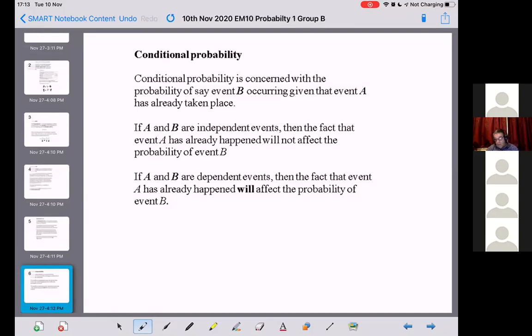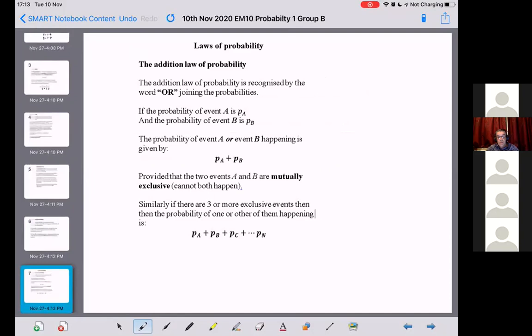Right, next slide. Laws of probability. First of all, the addition law of probability. The addition law of probability is recognized by the word or joining probabilities. If we say, what's the probability of A happening or B happening, then that's what we mean by the addition law of probability. If the probability of event A is PA, and the probability of event B is PB, the probability of A or B happening is given by the two probabilities added together.